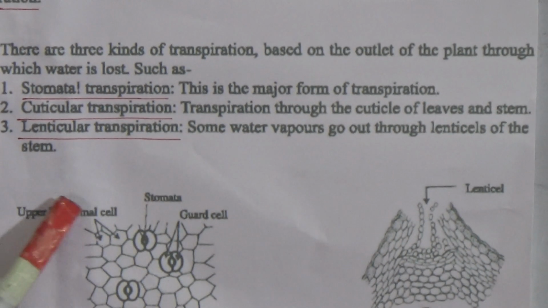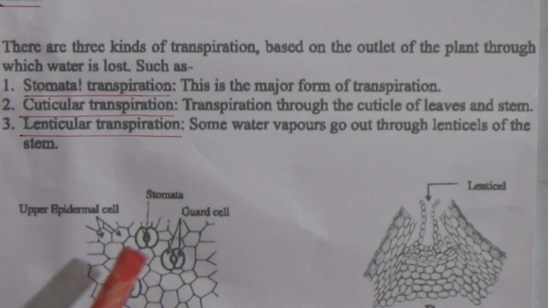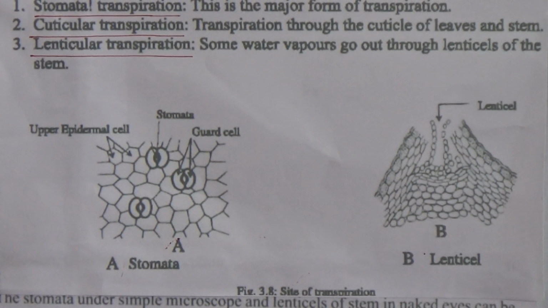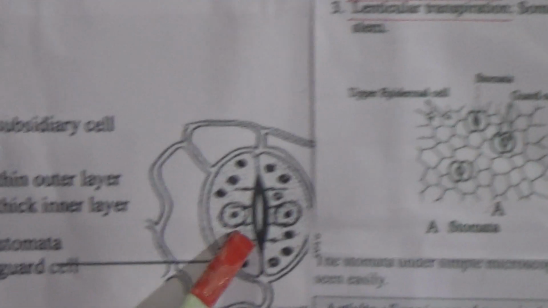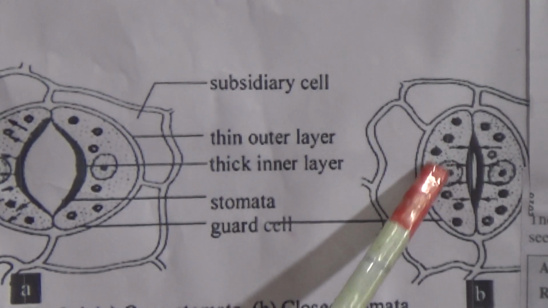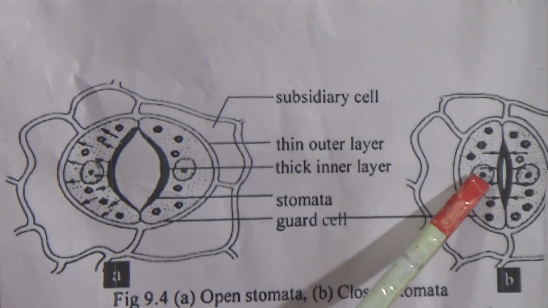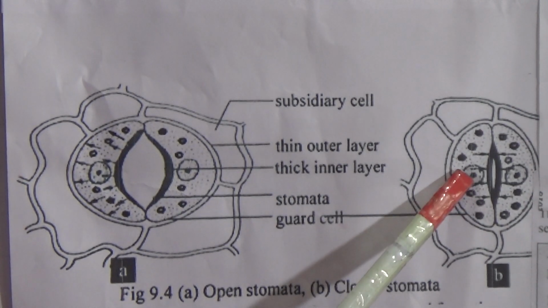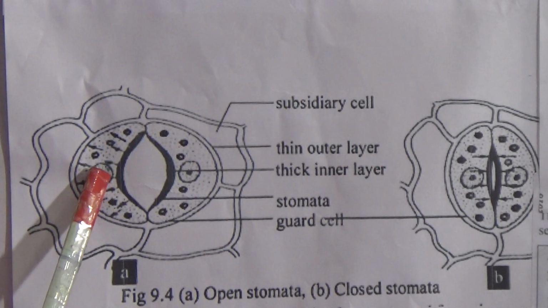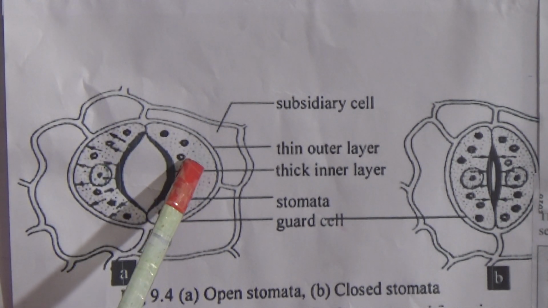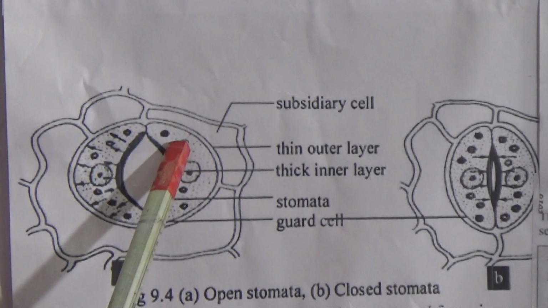And come to this picture. This is a picture of stomatal transpiration. This is the stomata of the leaves, this is the open stomata of the leaves, and this is the closed stomata of the leaves. When the inside of the leaves has water vapor in a larger amount, the guard cells help to open the stomata, and then they can give out the water vapor to the atmosphere.